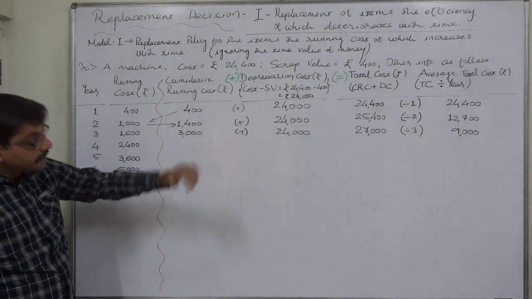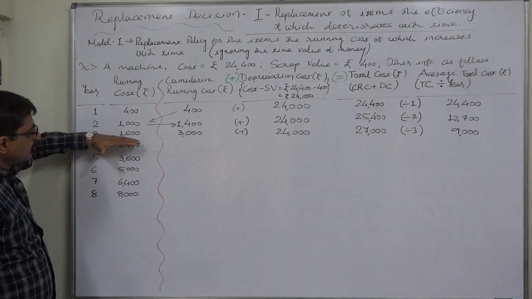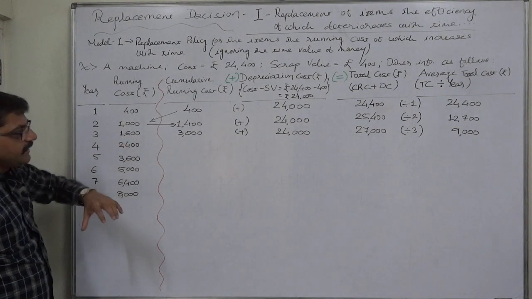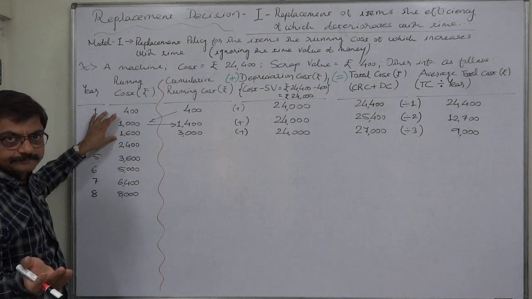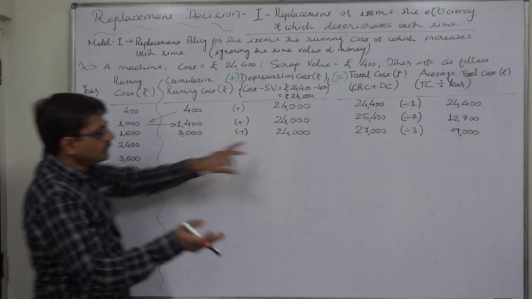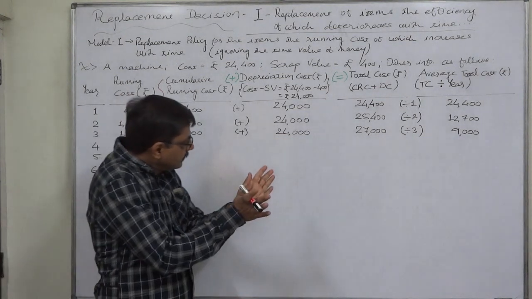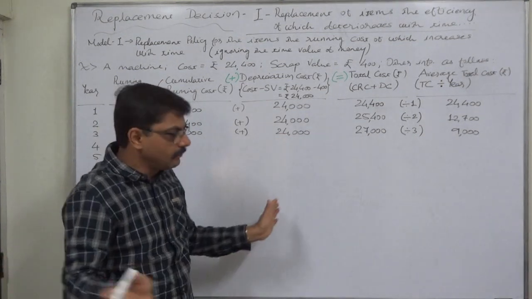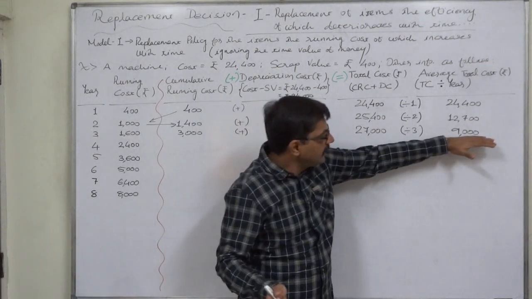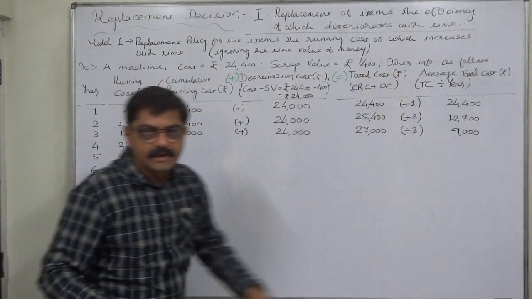See, it is decreasing because every year now we have to incur only running cost out of pocket. This cost is distributed among more and more number of units. Yes, that's why the average total cost decreases dramatically.